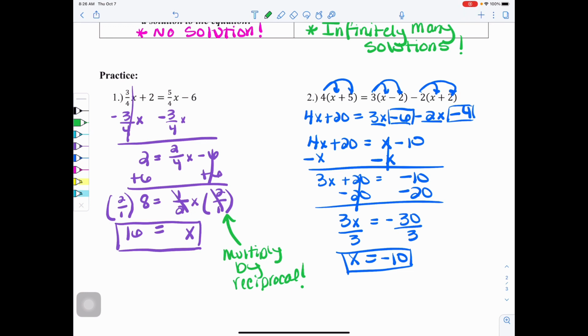Then undoing addition by subtracting 20. And lastly, if it's 3x, that's multiplication. So I have to do the inverse operation of division. You should be dividing by the coefficient, which is the 3, in order to get an answer of x equals -10. And that concludes our lesson on solving linear equations, day 1.